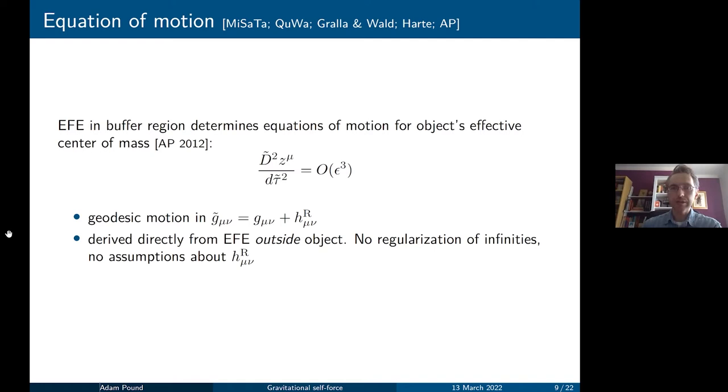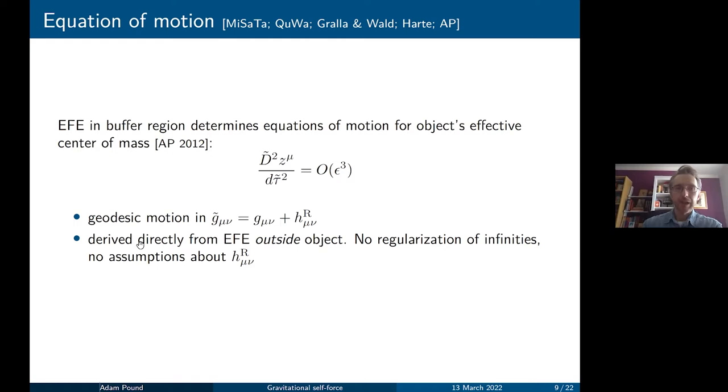So through second order in perturbation theory, we can write that equation in a very simple form like this. This is the geodesic equation in that effective external metric. This is for a non-spinning body. For a spinning body, you would have spin effects right here. And if you had a quadrupole on your body, you'd have quadrupole effects here as well. But for a non-spinning body, you have geodesic motion in this effective external spacetime.